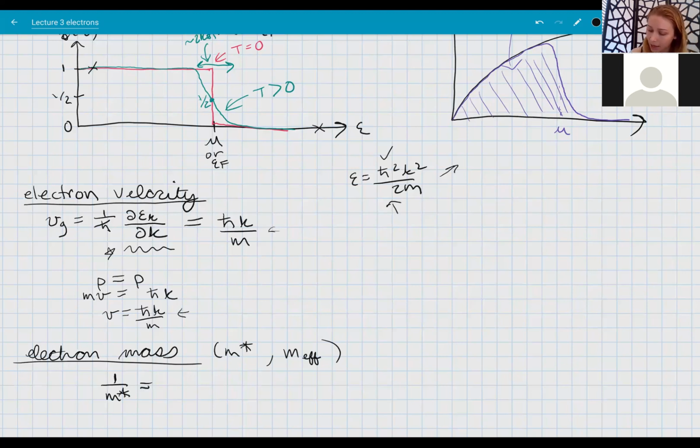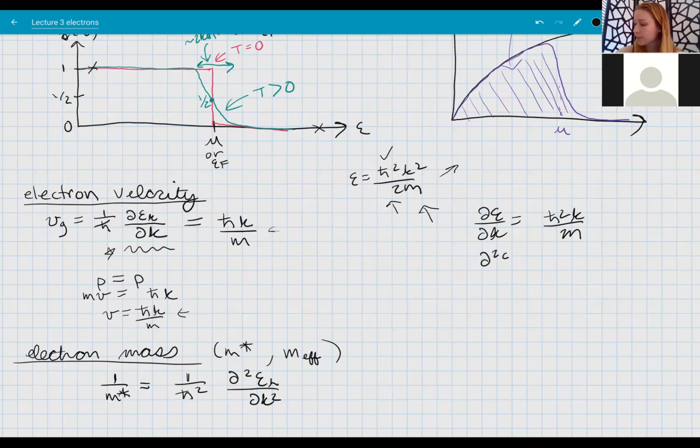And this effective mass can be written in the following way: 1 divided by h bar squared times the second derivative of energy with respect to k. Starting from this equation, let me take one derivative at a time. With one derivative of energy with respect to k, you get h bar squared k divided by m. And then one more derivative gives you h bar squared divided by m. So that is where this expression comes from.